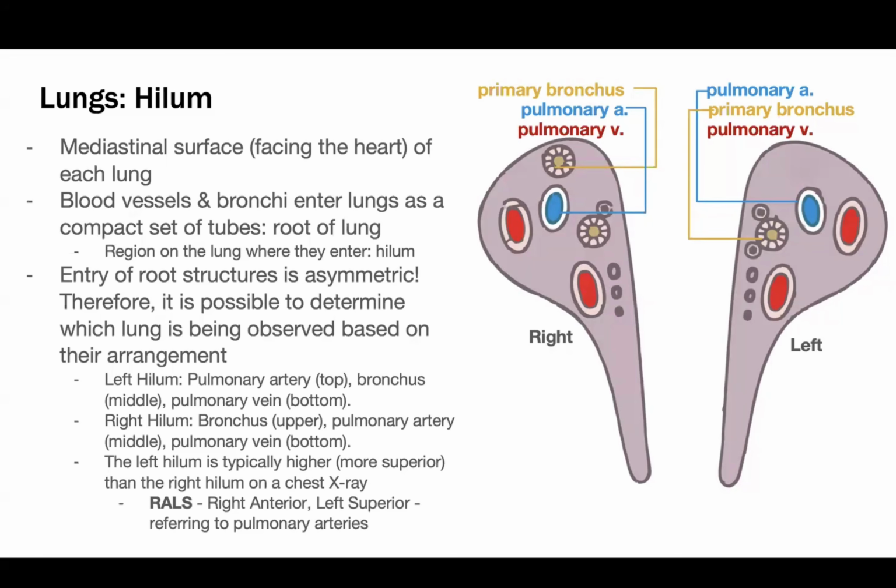The left hilum generally sits higher than the right hilum on a chest x-ray, and these are the context clues that a radiologist or clinician is looking for when looking at a scan to instantly know what side they're dealing with, instead of trying to find surface features or fissures.